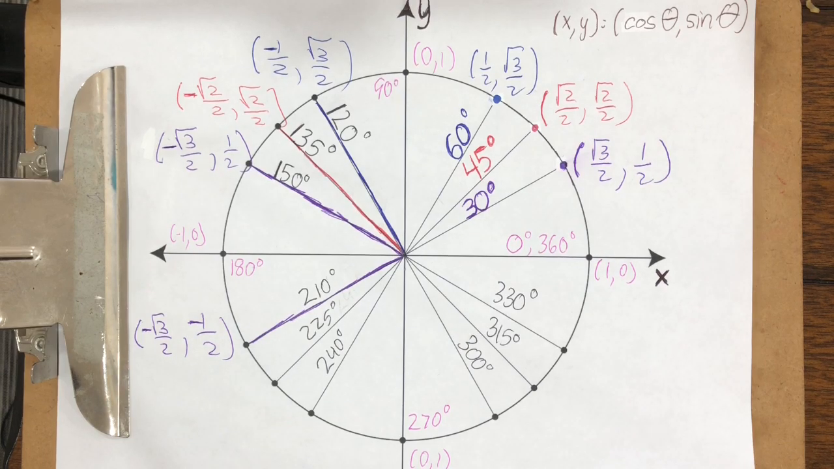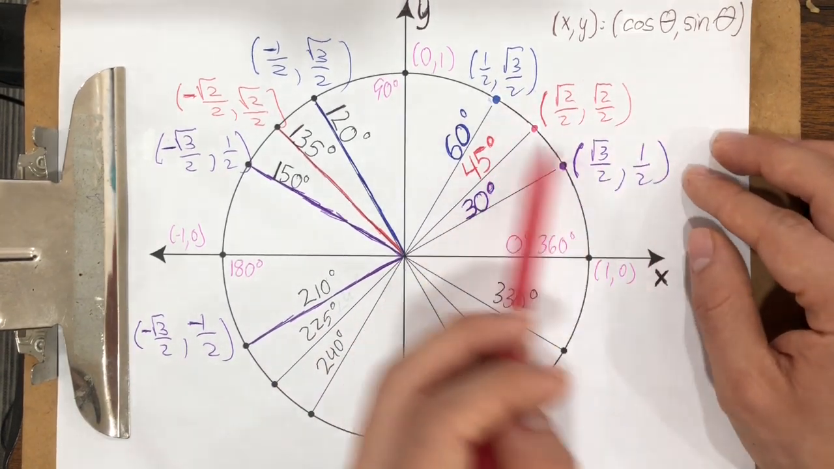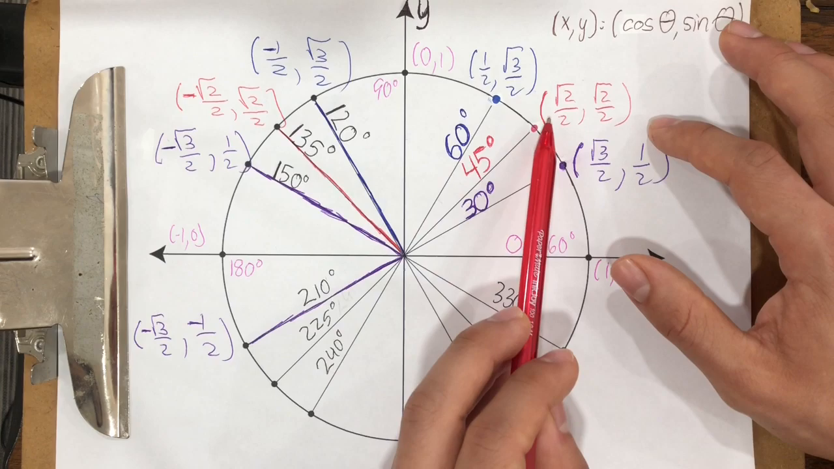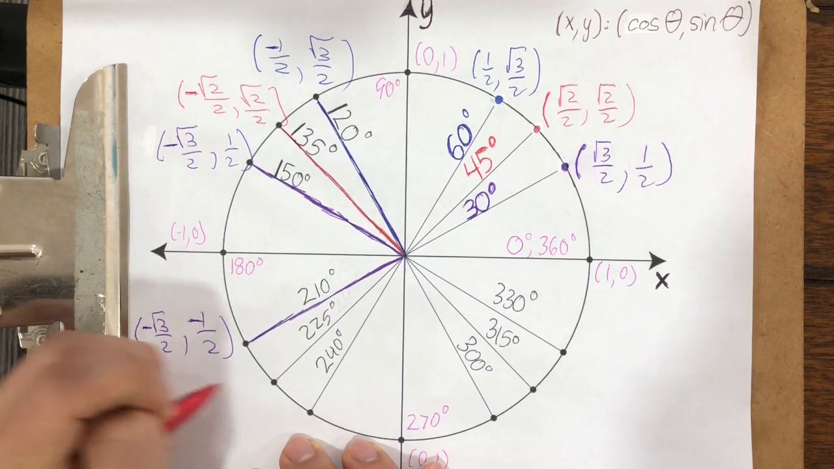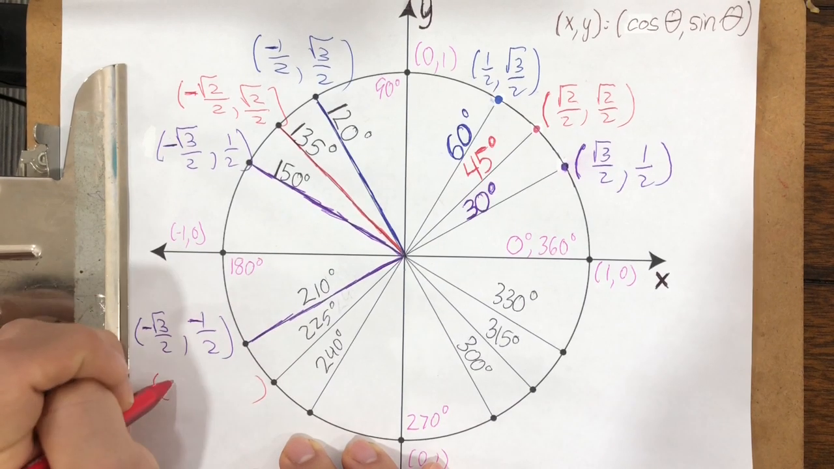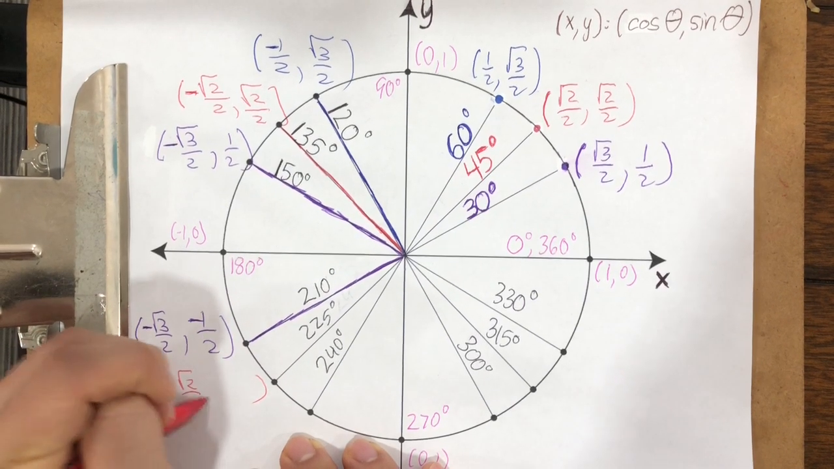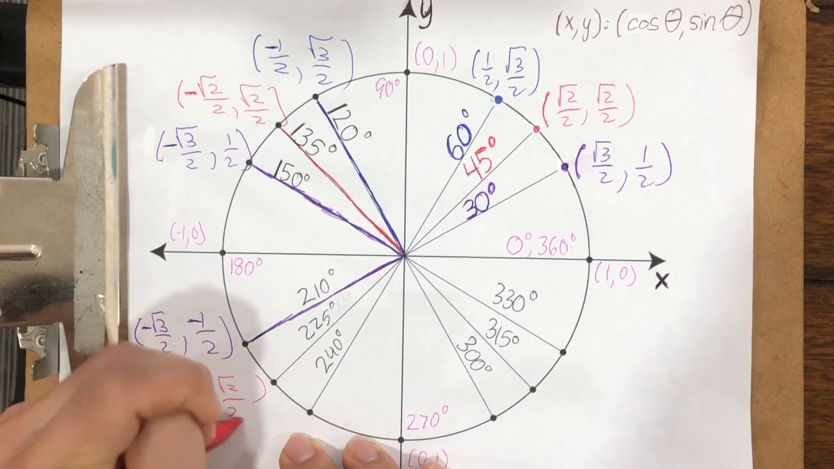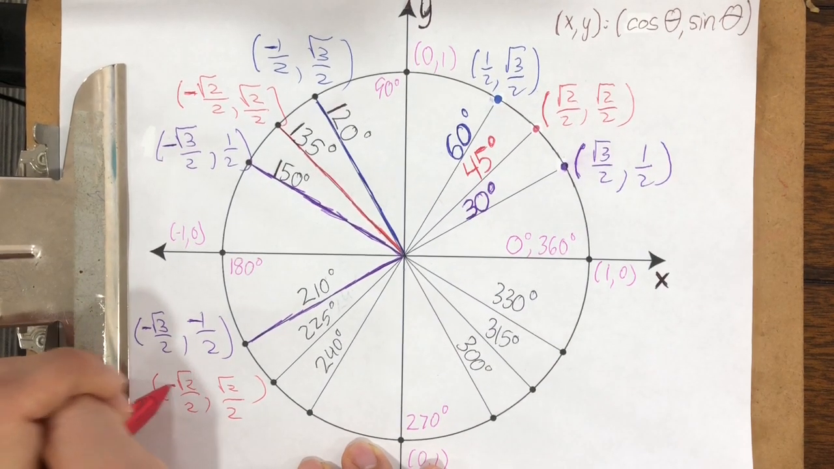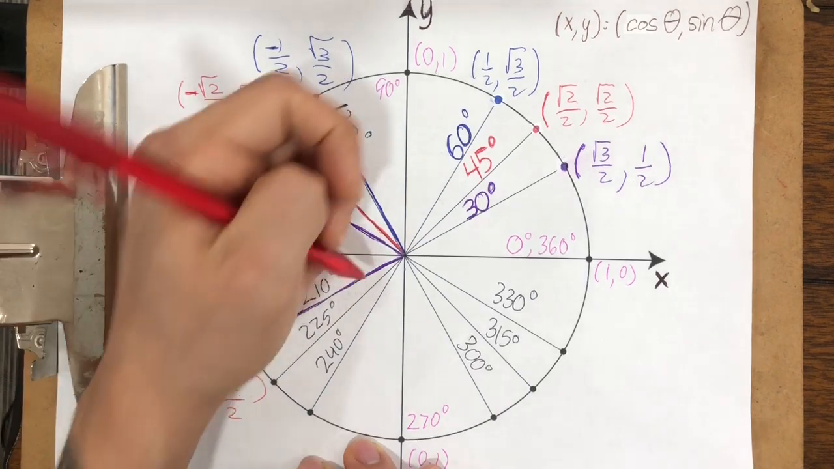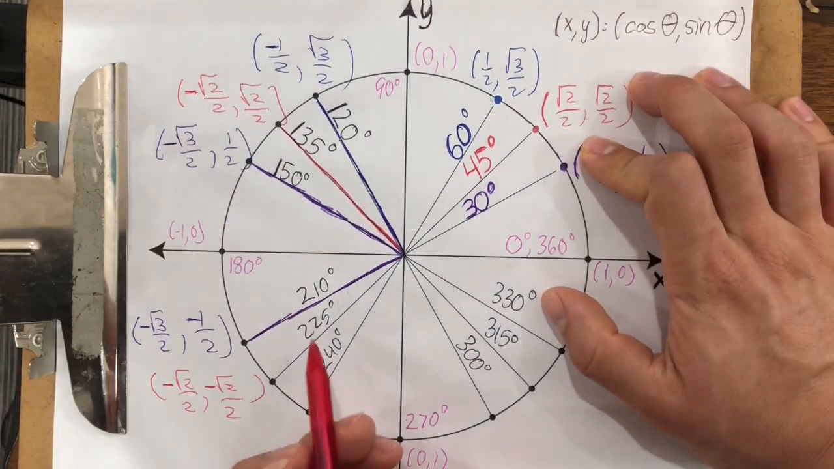All right. So I'm going to copy the X and Y coordinate 45 and paste it in the same spot for 225 degrees. So I have root 2 over 2, comma, root 2 over 2. And both of my X and Y coordinates are going to be negative. And I'm going to shade this with the red.